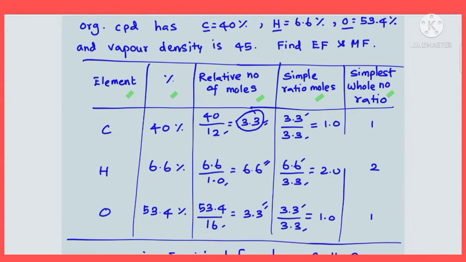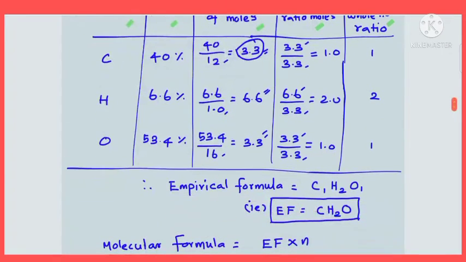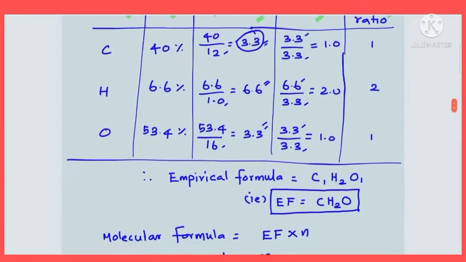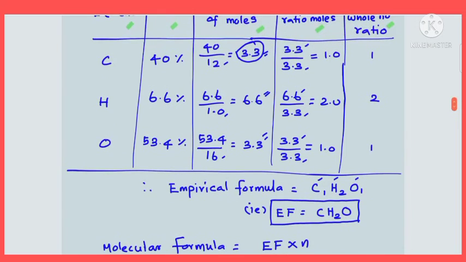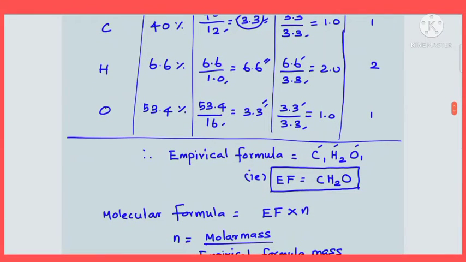Now in the last column, you are getting the simplest whole number ratios: 1, 2 and 1. 1 for carbon, 2 for hydrogen, 1 for oxygen. Now we are going to write the empirical formula. First write the element symbols CHO. Then the simplest whole number ratio can be written as subscripts: C1 H2 O1.